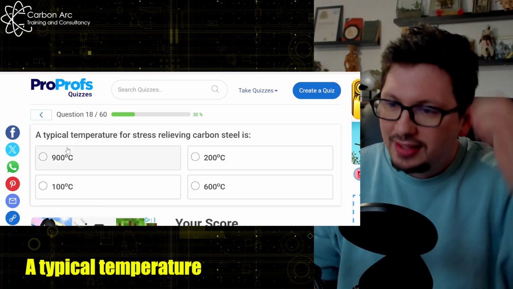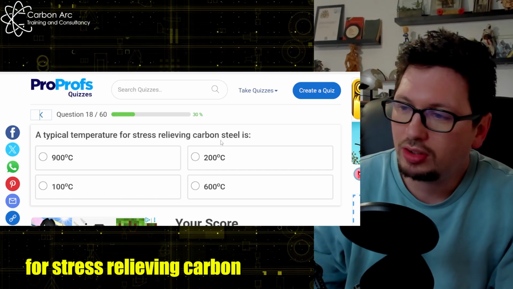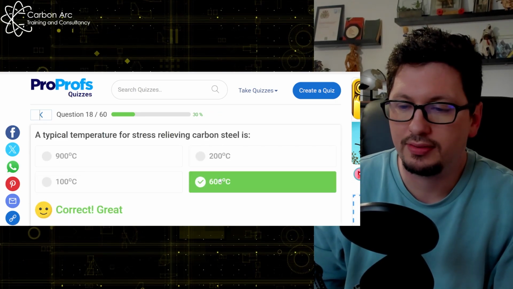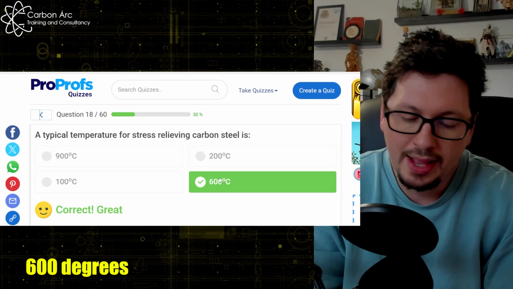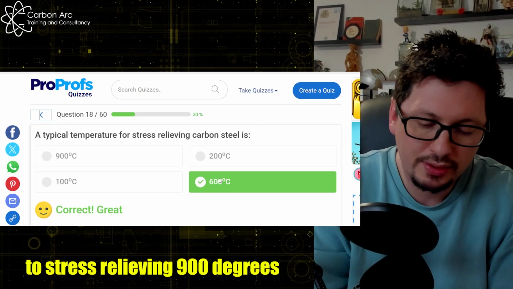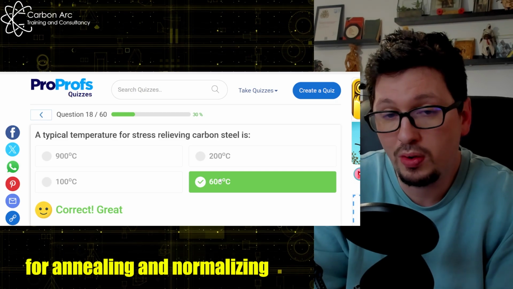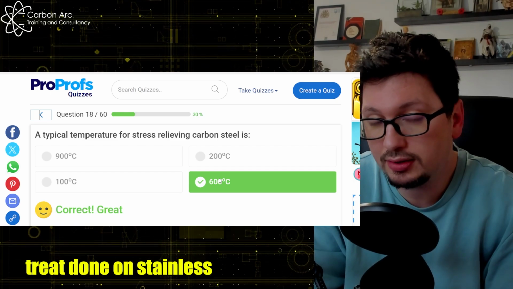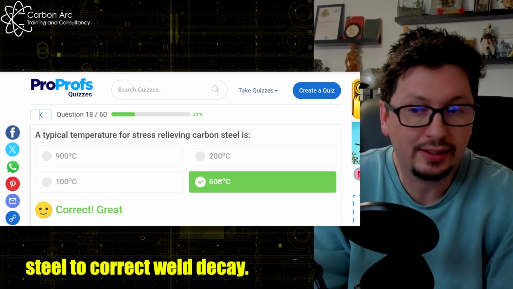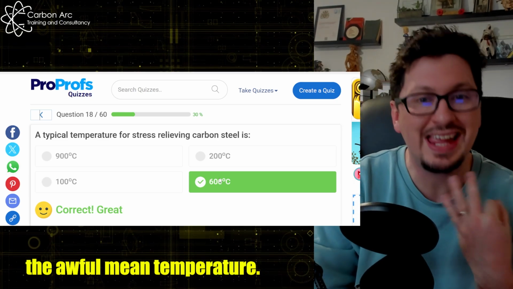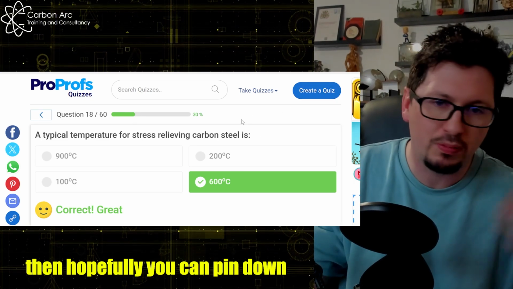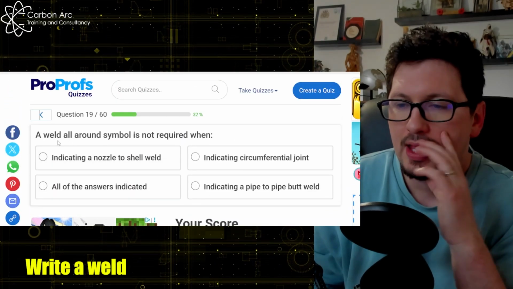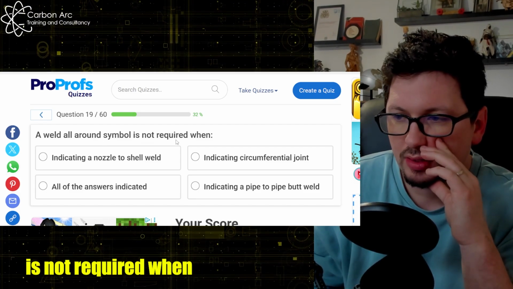A typical temperature for stress relieving carbon steel is. Stress relieving occurs at 600 degrees. Good temperatures for us to know. 600 degrees for stress relieving, 900 degrees for annealing and normalizing, 1200 for solution heat treat, done on stainless steels to correct weld decay. They're kind of like the 4 main temperatures. It's good to know. And if you know 4, then hopefully you can pin down any other ones you get out of that, right?